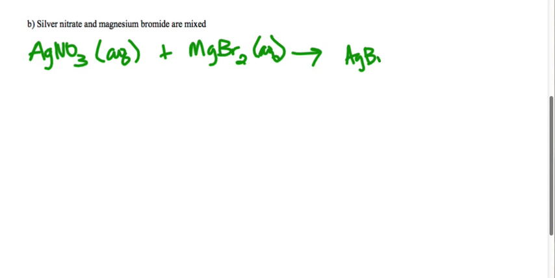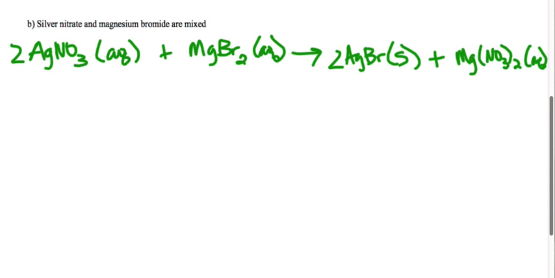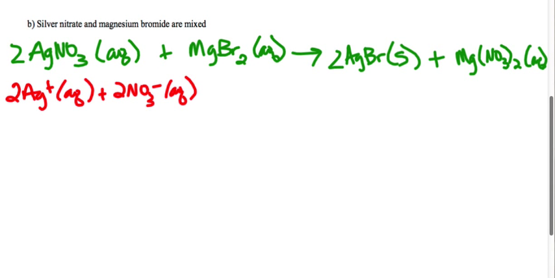Uh-oh, what's that? It's insoluble, so it's solid. And MgNO3 2, and that's Big Daddy nitrate. Okay, so we need 2 Brs, 2 Ags, and that gave me 2 nitrates. So when I split this up to my total ionic equation, I get 2 Ag plus aqueous plus 2NO3 minus aqueous plus, here's a really good example of what students mess up on.